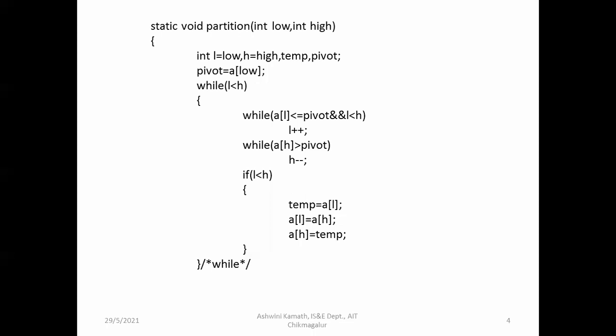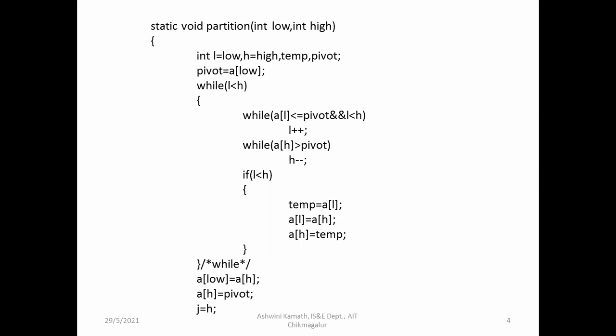If it crosses, after crossing, what we need to do here is swap the pivot element with the jth element. So A of low is equal to A of H, A of H is equal to pivot. The jth element will be pointed by H, right? So the first element, that is the pivot element, and the element in the position A of H must be swapped. So A of low is equal to A of H is equal to pivot.